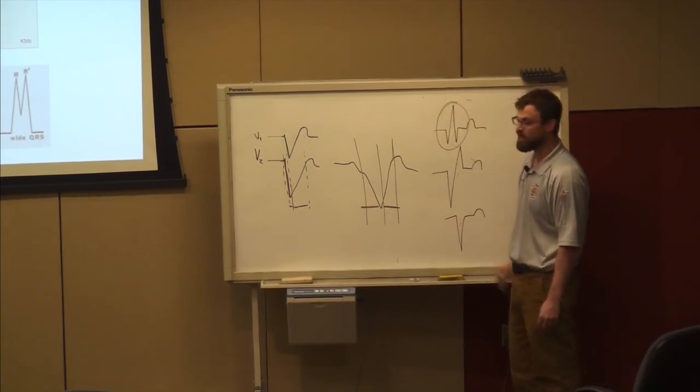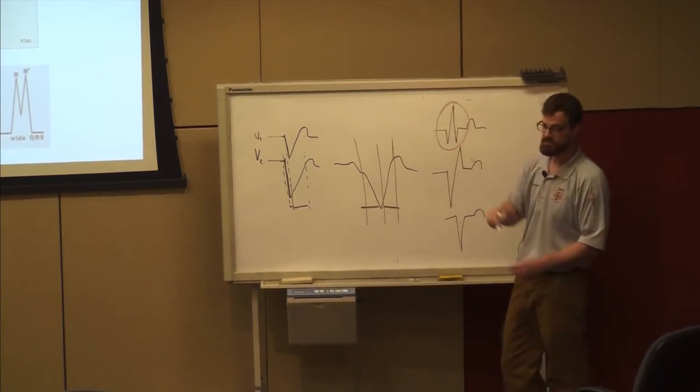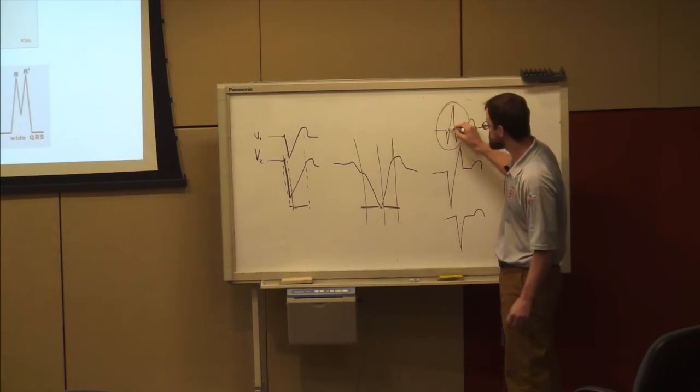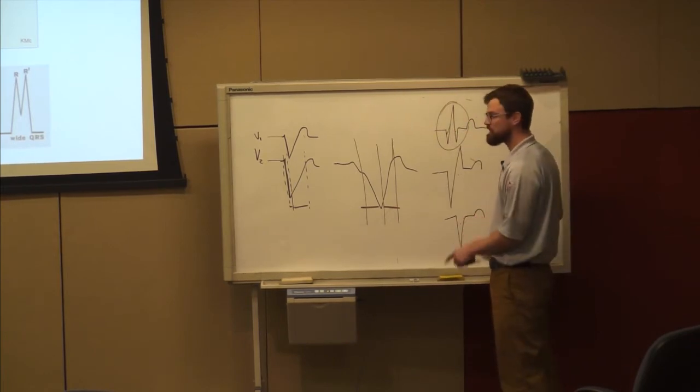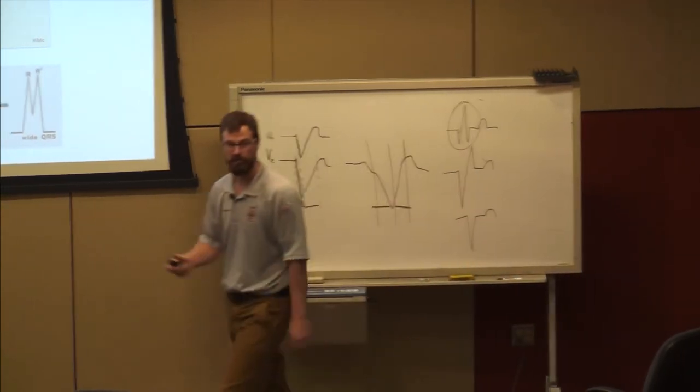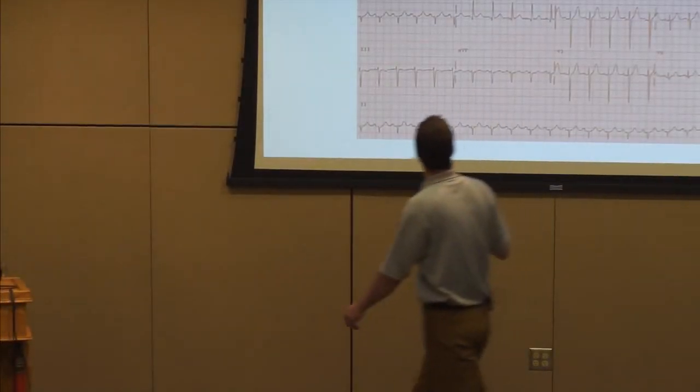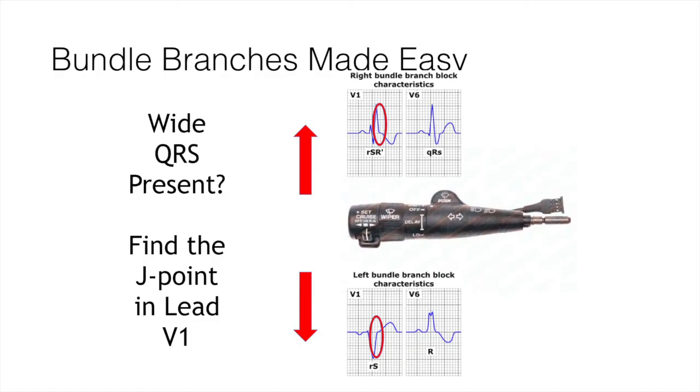Right bundle branch block wants to have a triphasic V6. Sometimes this Q is really subtle, okay? So that becomes my supporting variable for right bundle branch block. I'm going to leave this one alone for now, okay?